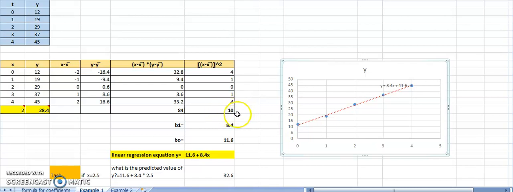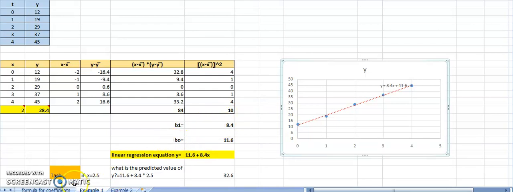So the summation value gives me the value that is 10. Okay, so now how do I calculate b1? I've got everything in my table now. b1 is calculated as the summation of this term, that's 84, divided by the summation of the x difference squared, that's nothing but 10. So I get the value of B1 as 8.4.